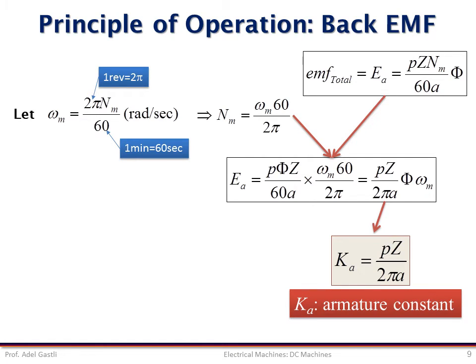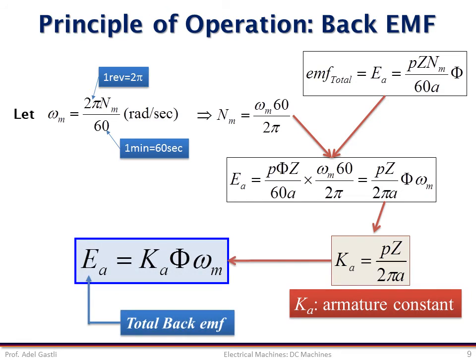Note that P Z over 2 pi A is a constant that depends on the construction of the machine and not on its operation. Therefore, we can represent this constant by Ka, which is called the armature constant. So the total EMF of the armature winding is equal to the armature constant Ka multiplied by the flux per pole phi and the rotor angular velocity omega m, or the speed in radians per second.